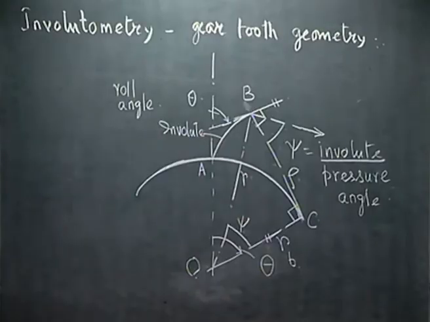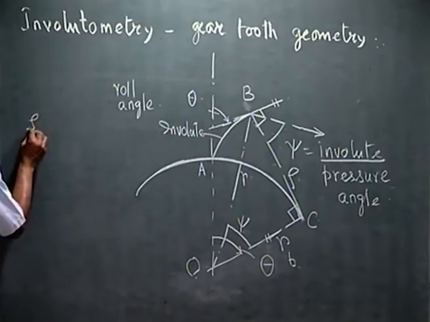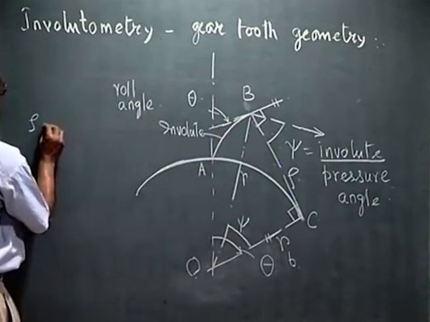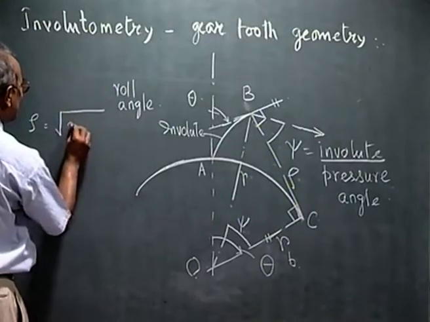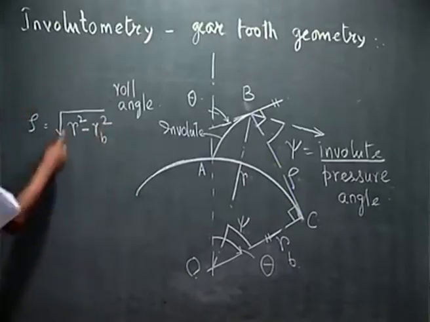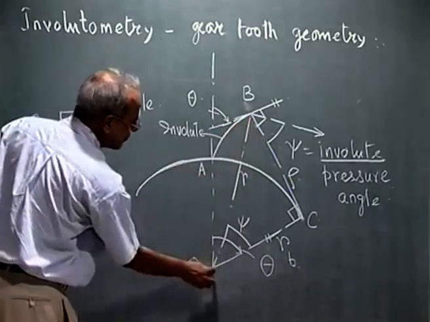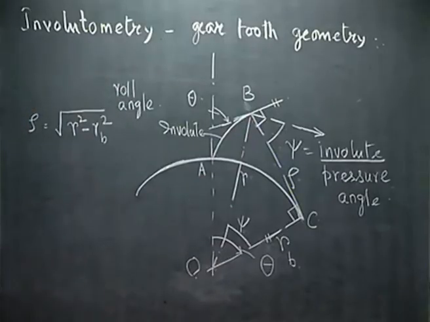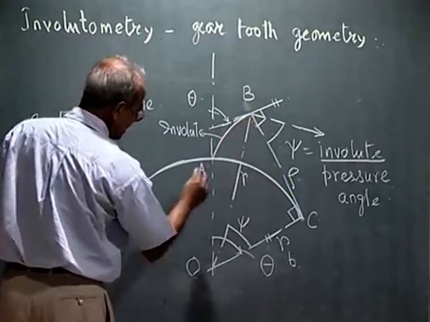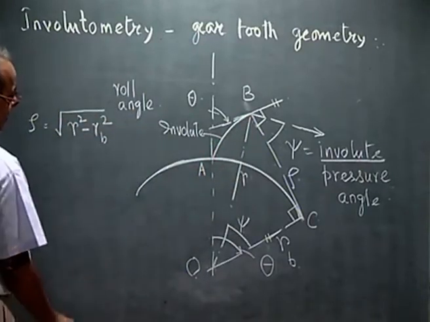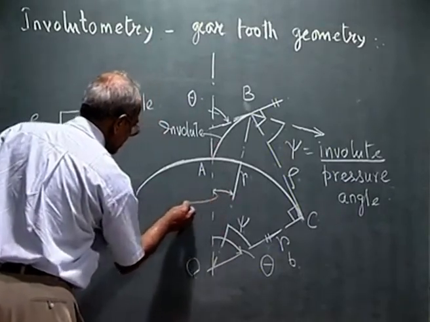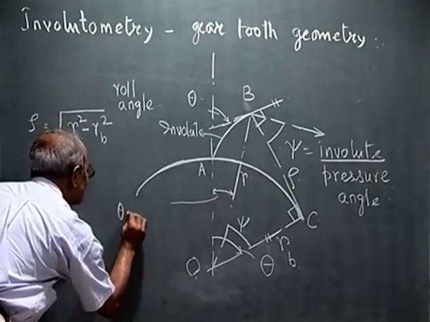So, what we see, rho is given as square root of R squared minus RB squared, where R is this radius vector of the point B measured from the center of the base circle. And if I use this angle as a polar angle to define the involute curve, what is this angle? That is theta minus psi. This angle is theta minus psi.